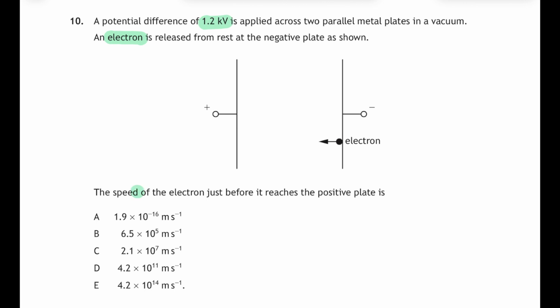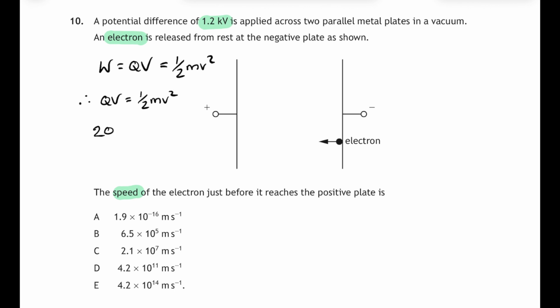and we have to determine the speed of the electron just before it hits the positive plate. So this is an energy question, and we're going to use our electrical energy equation. The work done by the field on the charge is equal to the charge times the potential difference across the plates. And then that electrical potential energy will be changed into the kinetic energy of the electron. So QV is equal to a half mv squared.